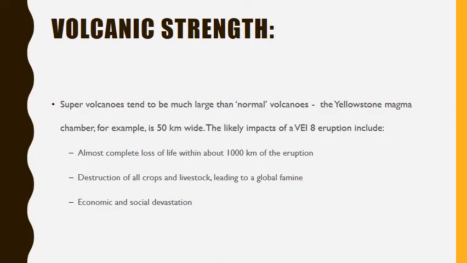Supervolcanoes tend to be much larger than normal volcanoes. The Yellowstone magma chamber, for example, is 50 km wide. The likely impact of a VEI-8 eruption includes almost complete loss of life within about 1000 kilometers of the eruption, destruction of all crops and livestock leading to global famine, economic and social devastation.